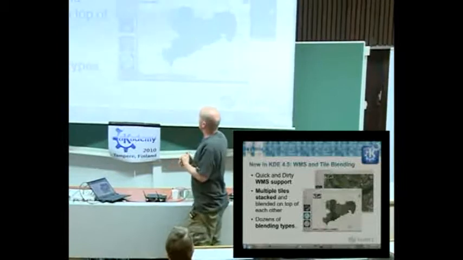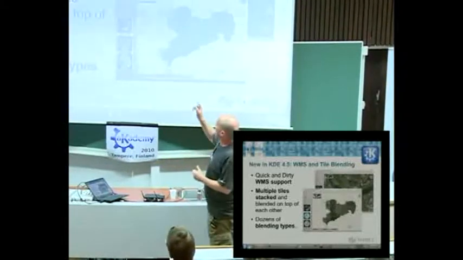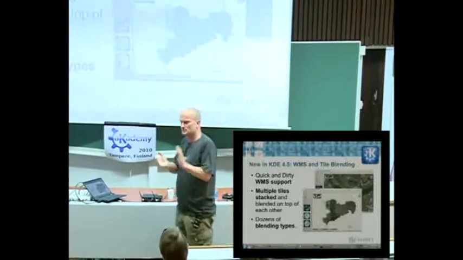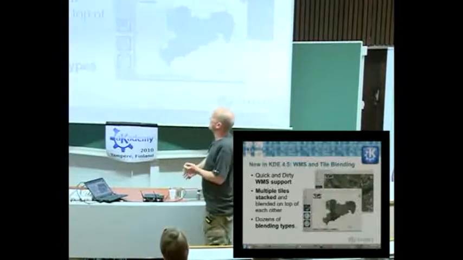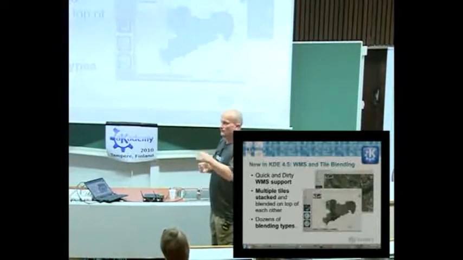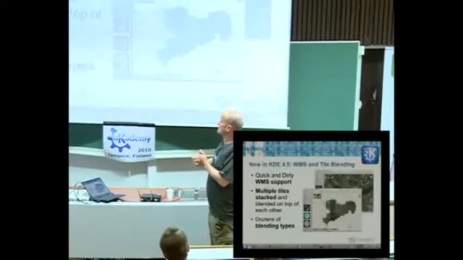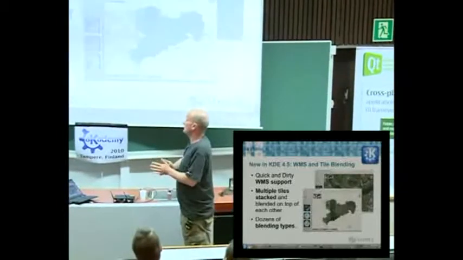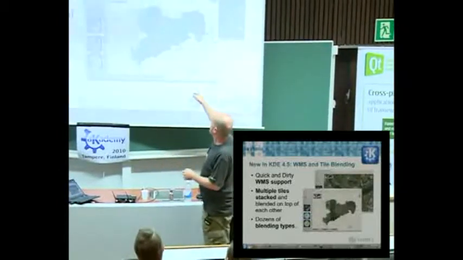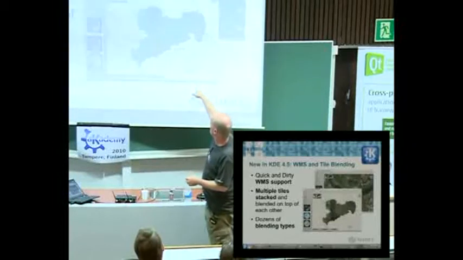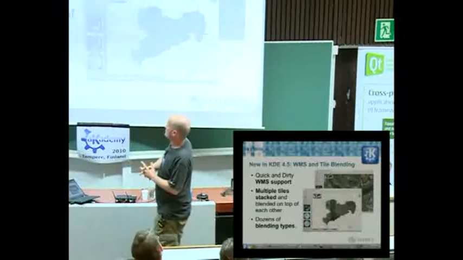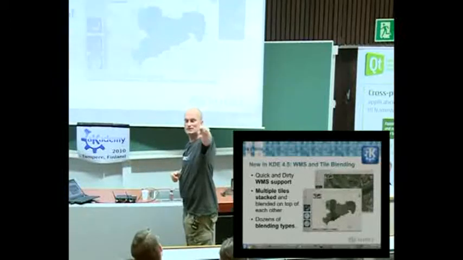So another feature that is new in KDE 4.5 is quick and dirty WMS support. That's something that will probably only tell specialists something. That is basically a communication standard for servers. So there are some servers which are capable of delivering data using WMS. And here's an example where you can see such data, satellite data on top of Saxony. This feature was brought to you by Bernhard.